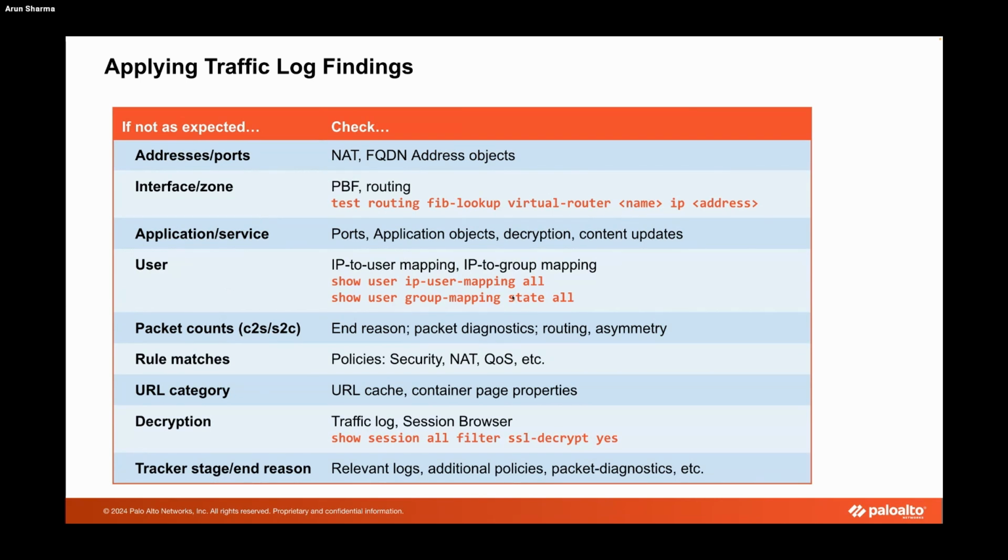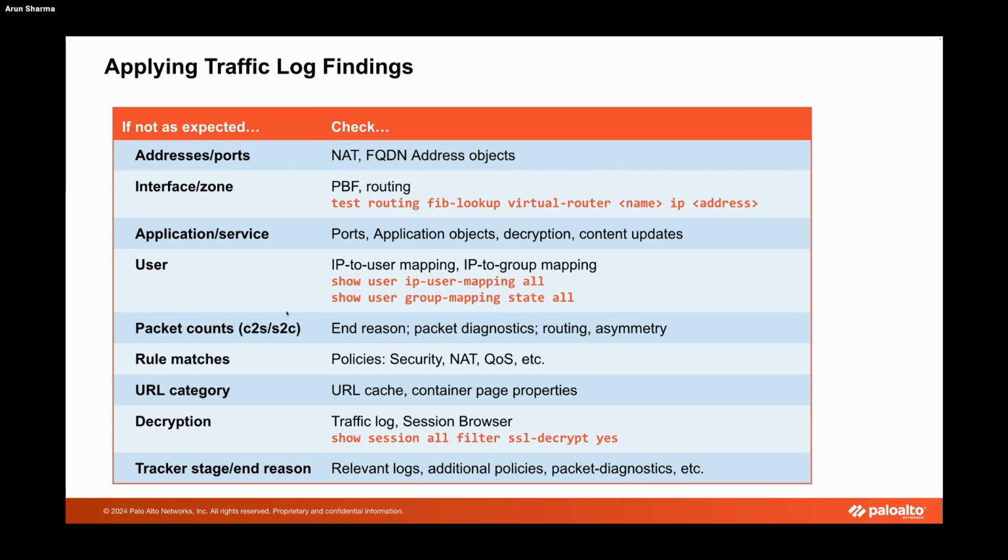User: if you have a user-based policy, look for the mapping. These are the two commands you can use for the mapping on the firewall. Show user ip-user-mapping all. And if you have group-based security policies, you can run the command show user group-mapping state all, which will tell you the group mapping associated with that user based on your security policy.